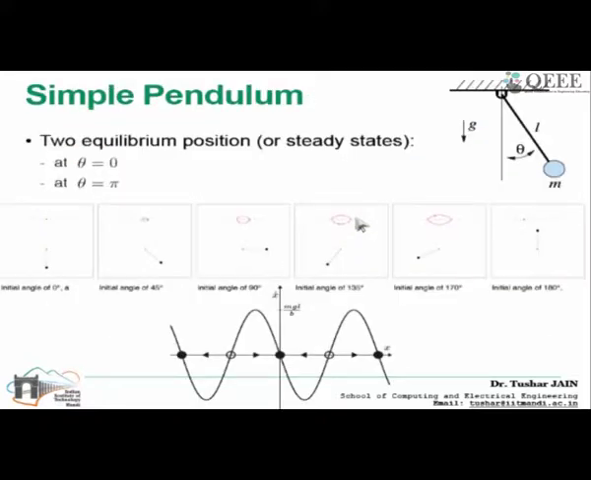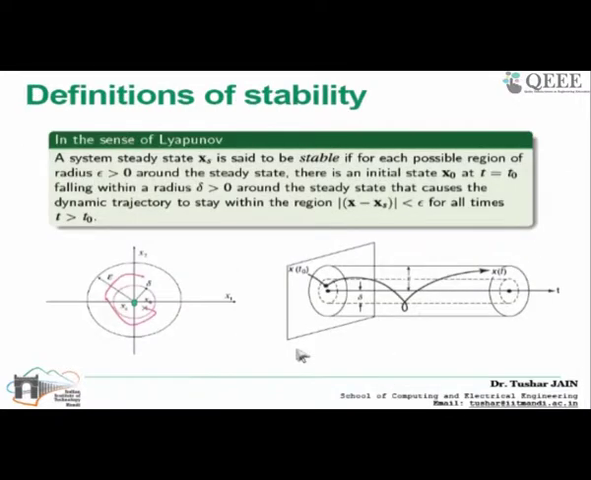Now go back to this one so that you can also visualize. I have a steady state here, right? Okay, if I go in the neighborhood of this one, epsilon greater than 0 around the steady state, there is an initial state x naught at t equal to t naught. Here assume that t naught is equal to 0, falling within a radius delta.